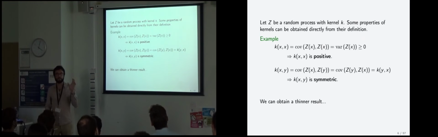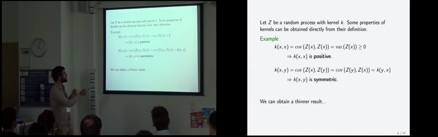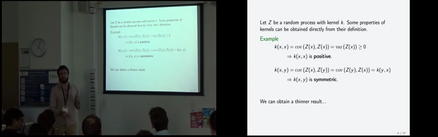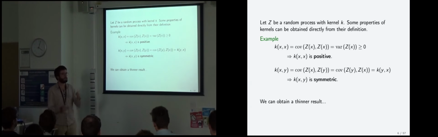There's another property of the covariance that directly tells us something about the kernel: the covariance is symmetric. Covariance of Z at x and Z at y is equal to the covariance of Z at y and Z at x. So k(x, y) must be equal to k(y, x). If someone tells you, oh, look at this kernel function, or this covariance function, and the function it gives you is not symmetric, or is not positive if you plug twice the same input, then that cannot be a valid covariance function.